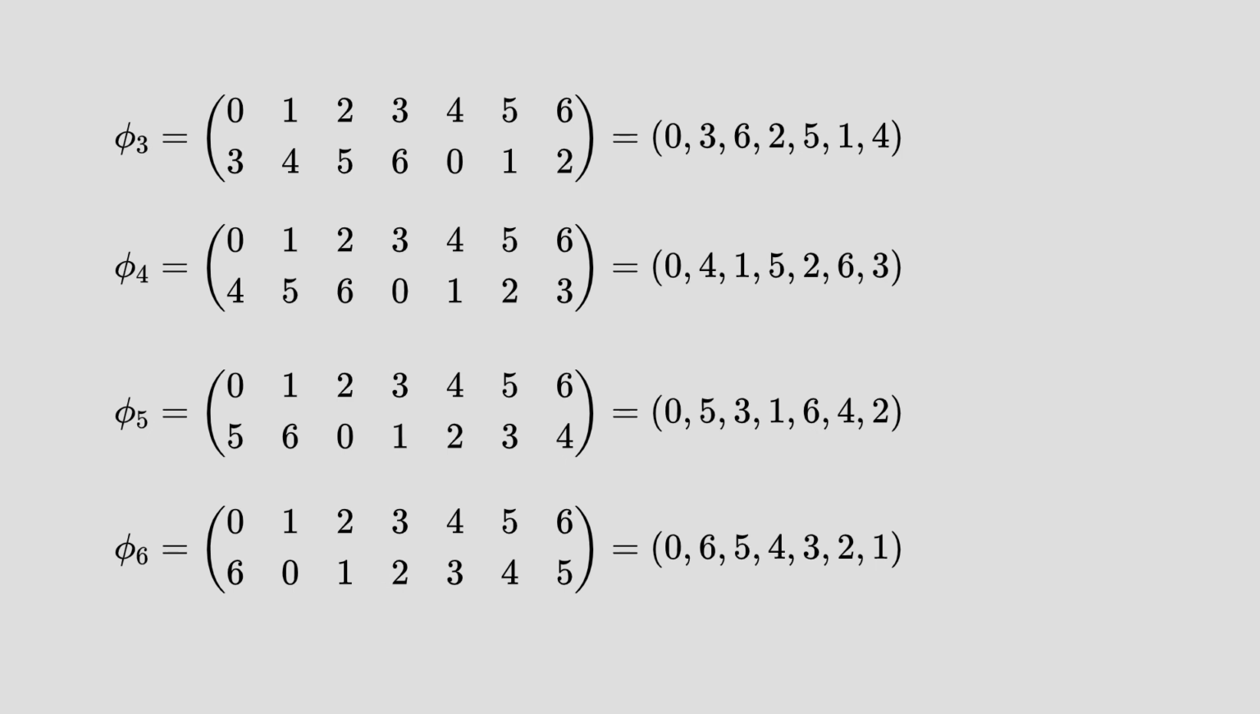Next, for phi sub 3, we will get cycle notation (0 3 6 2 5 1 4). For phi sub 4, we will get cycle notation (0 4 1 5 2 6 3). For the permutation of phi sub 5, we will get cycle notation (0 5 3 1 6 4 2). And for phi sub 6, we will get cycle notation (0 6 5 4 3 2 1).